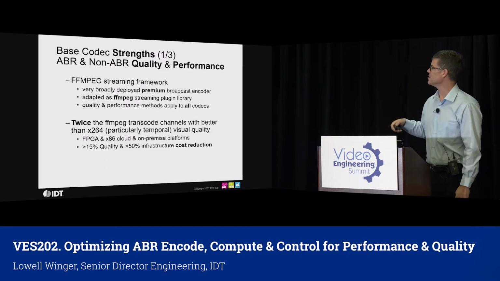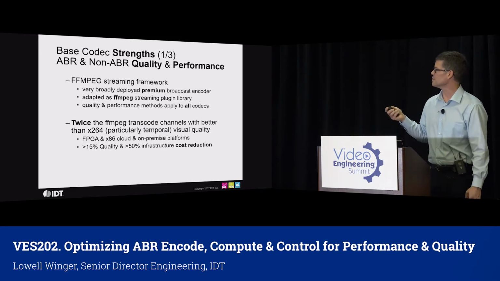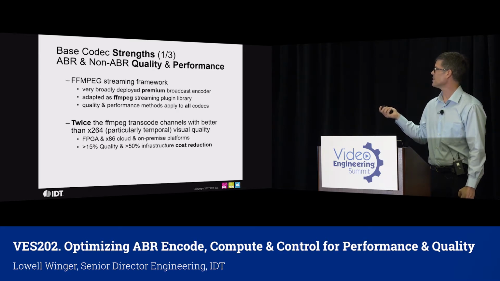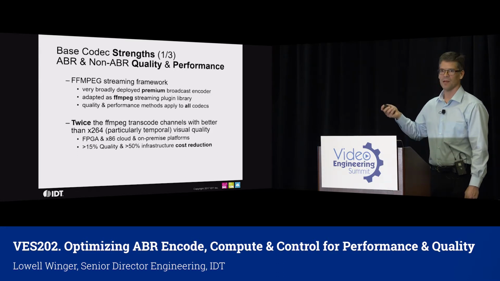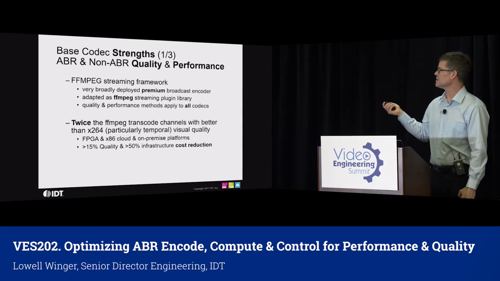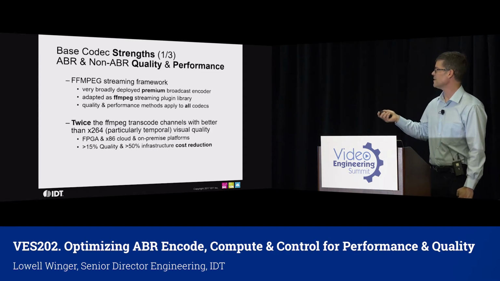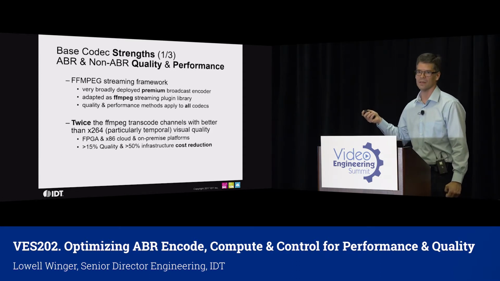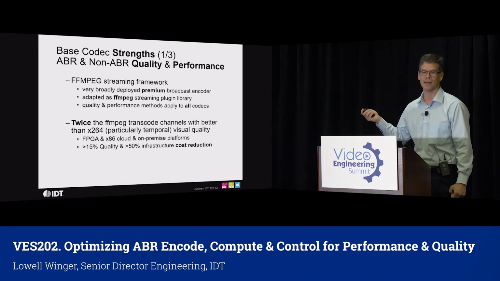So first, the base encoder, our strengths on quality and performance. It's been brought to an FFmpeg streaming framework from a very broadly deployed premium broadcast encoder. The quality and performance methods that I'm going to talk about apply to all the codecs and across all the platforms that we offer it, the ones that I mentioned previously. The key value is that we offer twice the FFmpeg transcode channels with better than x264, particularly temporal quality, which is not normally captured by a lot of metrics, but is key for broadcast quality.